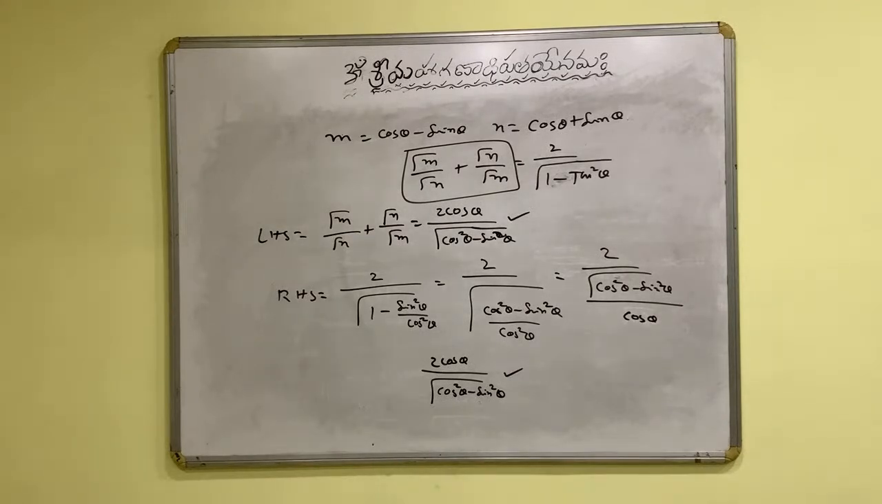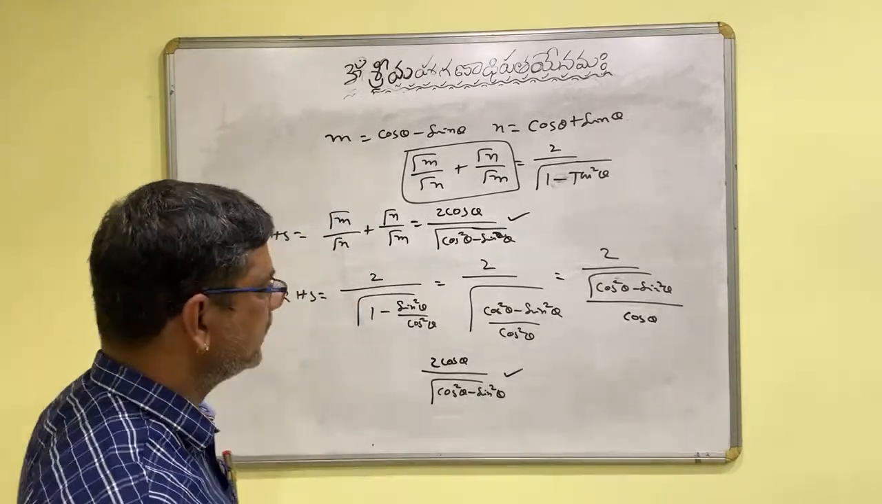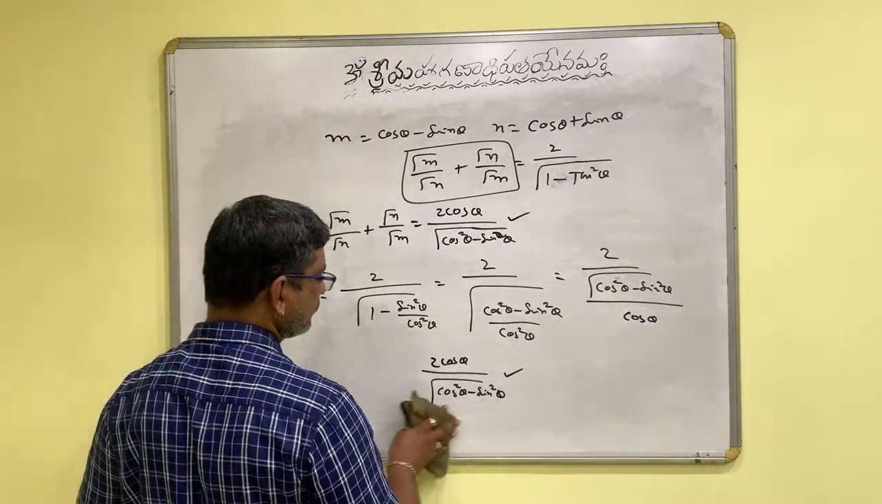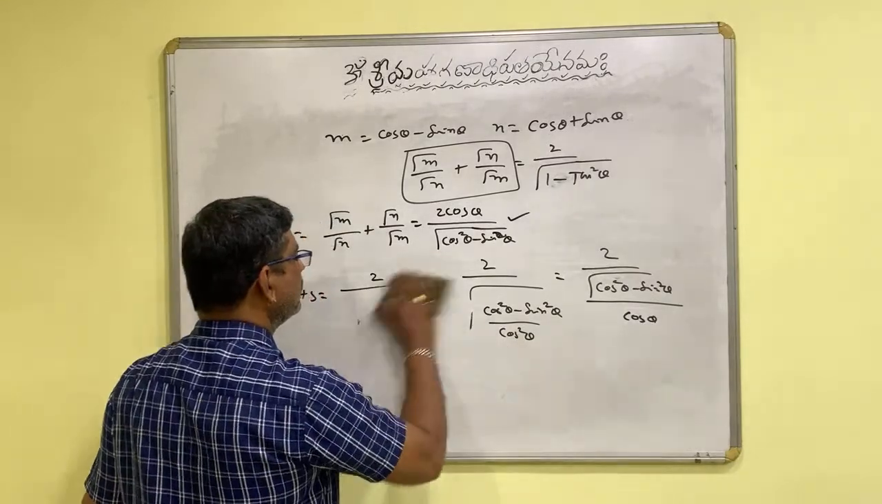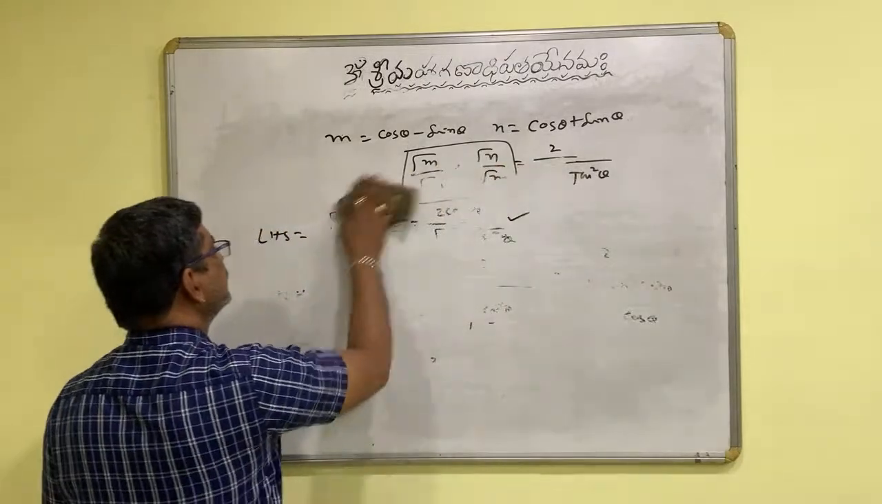Sir, taking sin square theta is equal to 1 minus tan square theta. Taking sin square theta is not equal to 1 minus tan square theta, I think. We cannot take it now. Maybe we can take it, but it is not there in your class, Ishan. Okay, we'll go ahead with the next question.